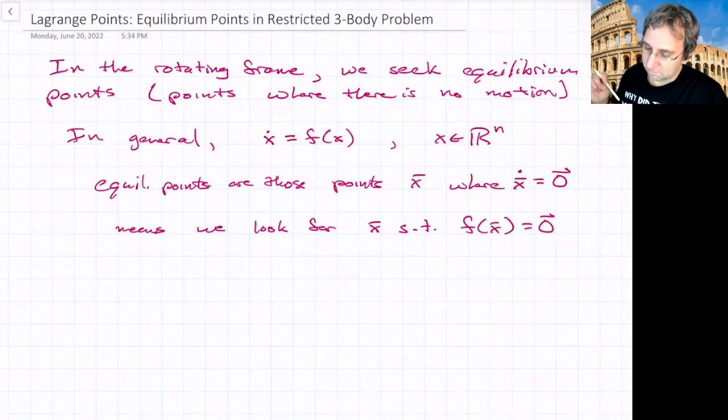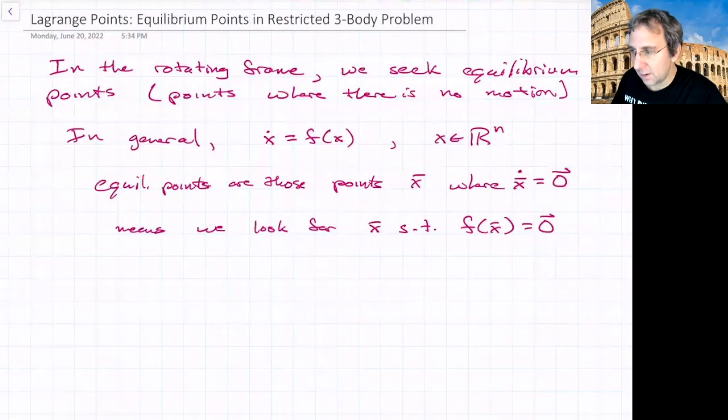You first have to find equilibrium points before you analyze the motion near them. And that is what we're looking forward to: we're going to look at the motion near equilibrium points, especially the two points that are near the secondary mass and are becoming more and more important for space missions and design of low energy trajectories.